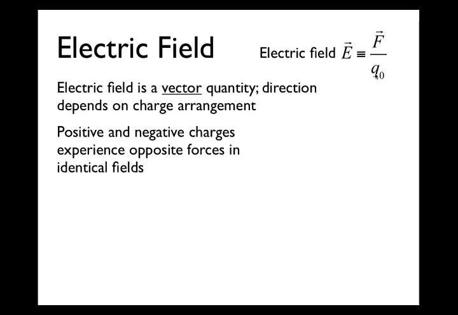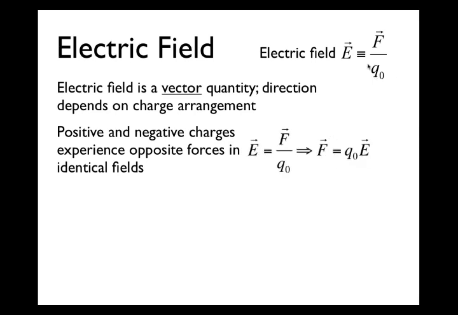So if I have an electric field that is pointing in a certain direction, and we'll see some examples of this as we go on, if I put a positive test charge in that electric field and let it go, it will accelerate in one direction. If I put a negative test charge in that electric field, it will accelerate in the opposite direction.